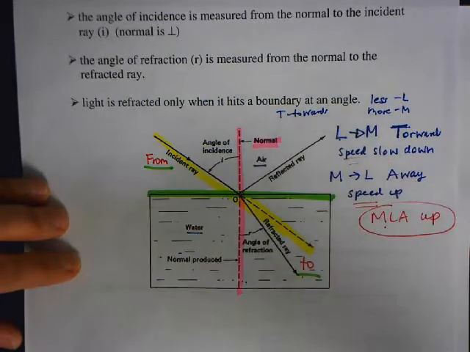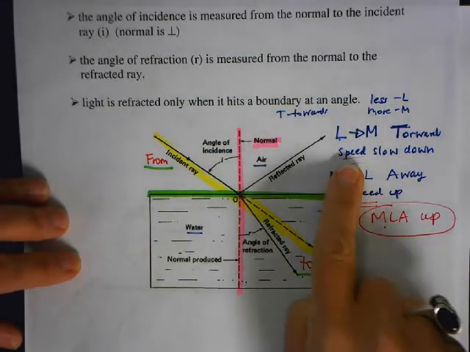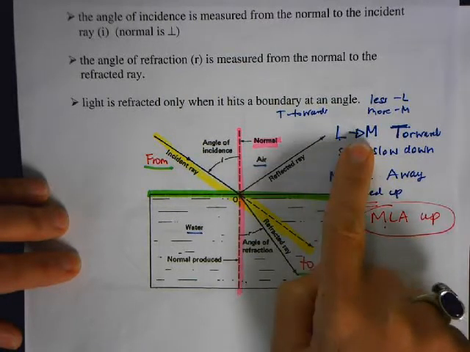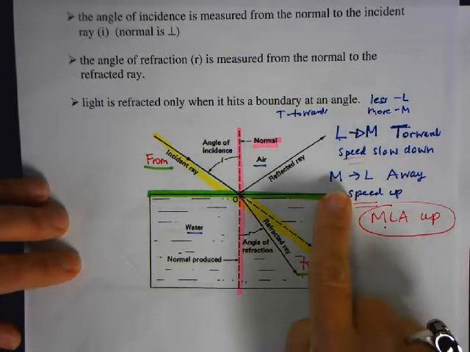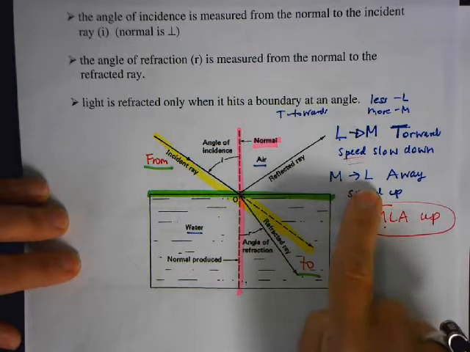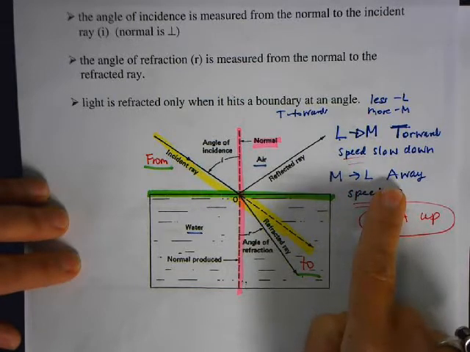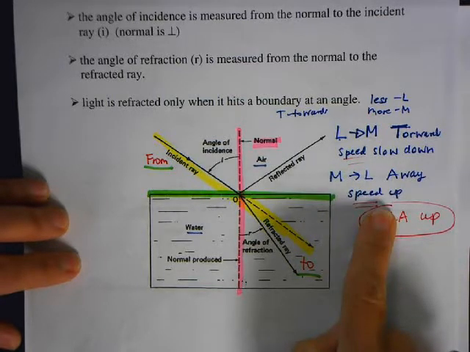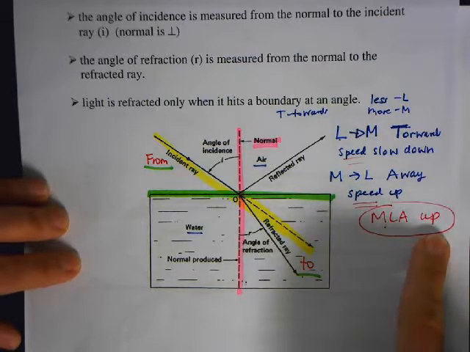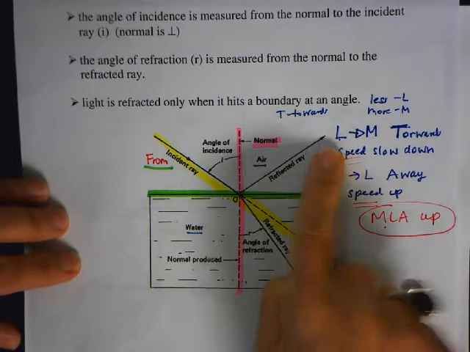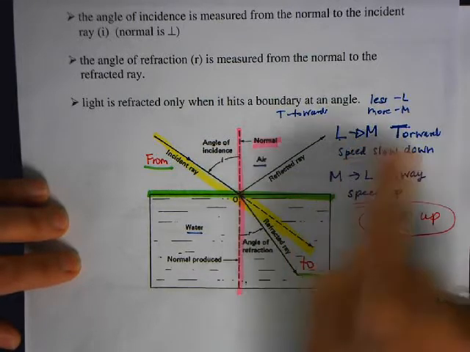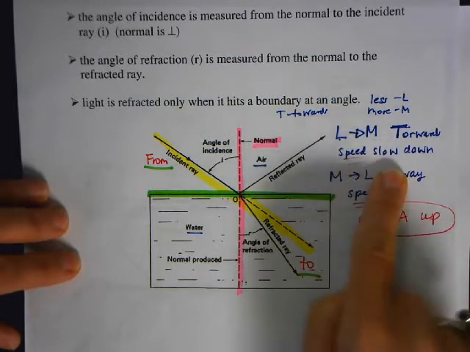And then the reverse of that is LMT. So when you go from a more dense to a less dense, you bend away from the normal, and it's going to speed up. So you're going to remember MLA up, and that's going to be something very easy for you to remember, MLA up. And then if you go from a less dense to a more dense, it's going to bend towards the normal, and it's going to slow down.